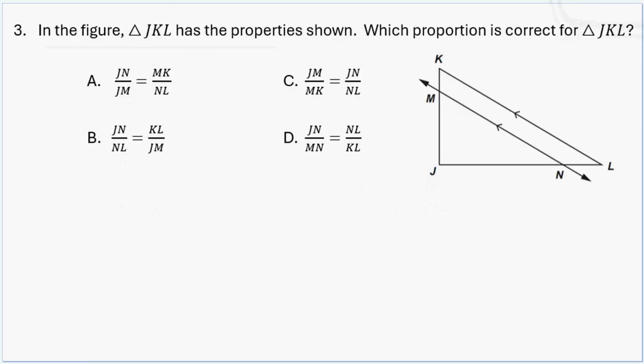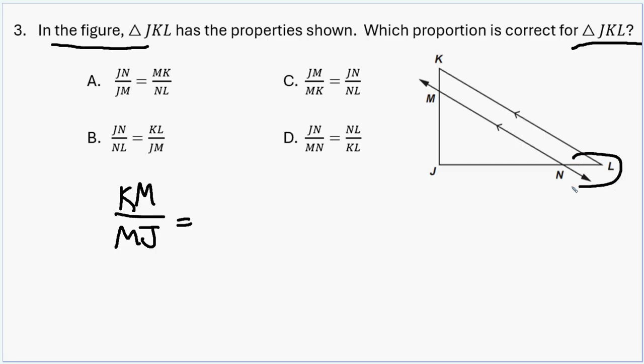Okay, and question 3. In the figure, triangle JKL has the properties shown. Which proportion would be correct for triangle JKL? Well, we got our parallel lines marked, so what we should have is this piece will be proportional to this piece. So I could write that as KM over MJ is equal to, over here I'll keep the same order, LN over JN.